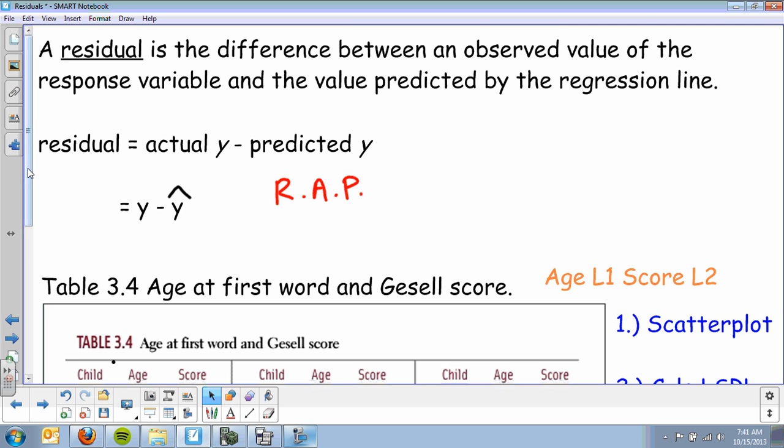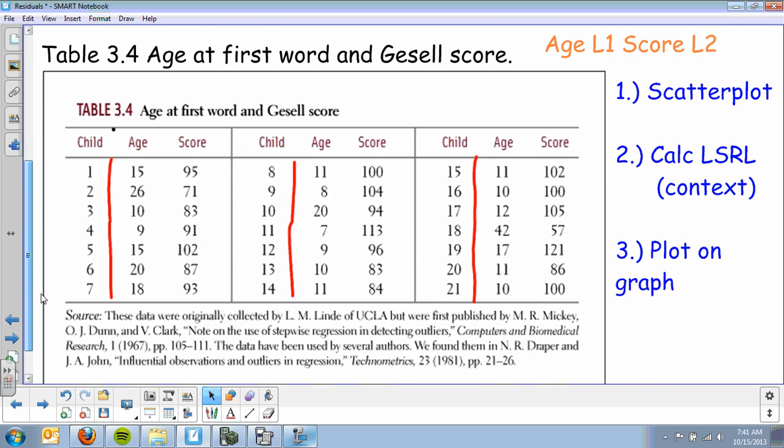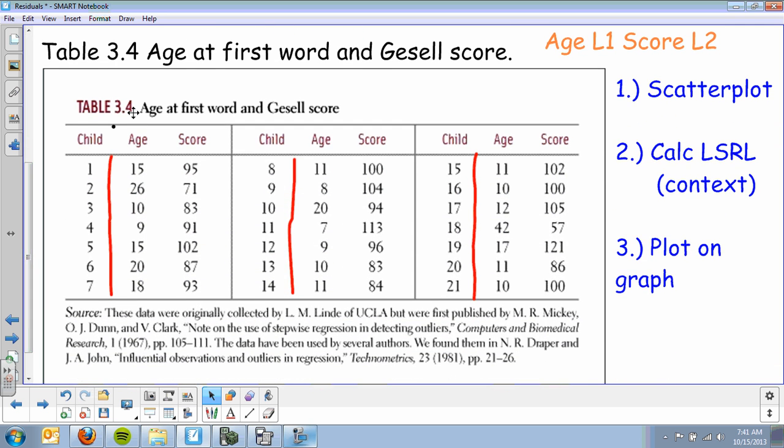Okay, so to help us with this lesson, we'll of course have a data set. Basically, we have 21 children, and we have plotted their age at first word, however old they were when they first spoke, and their Gesell score, which is a score on a reading test. Remember the numbers 1 through 21 are just the number of the participant in our study, and we have age and score.